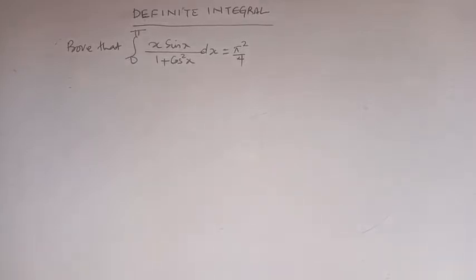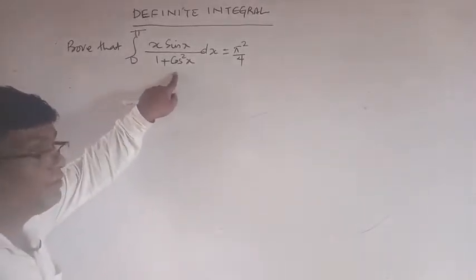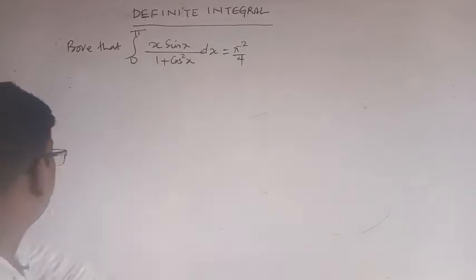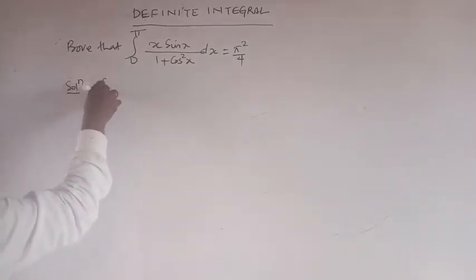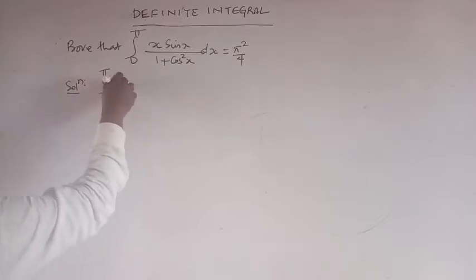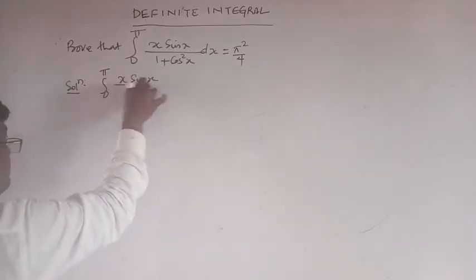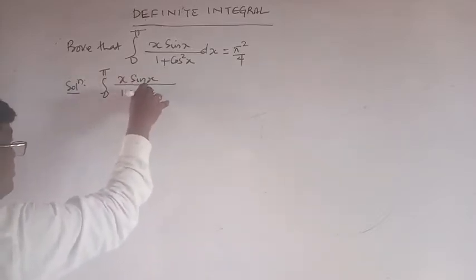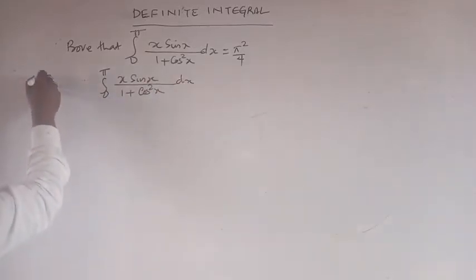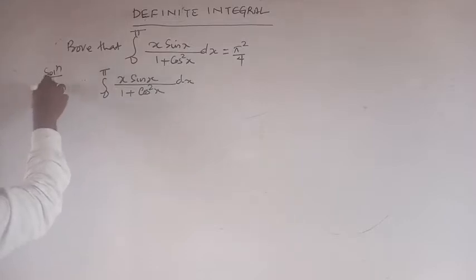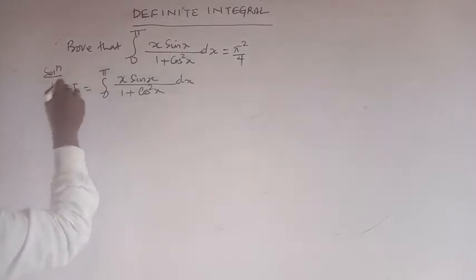Prove that integral 0 to pi x sin x divided by 1 plus cos square x dx is equal to pi square by 4. Solution: integral 0 to pi x into sin x divided by 1 plus cos square x dx. Let this be equal to I.